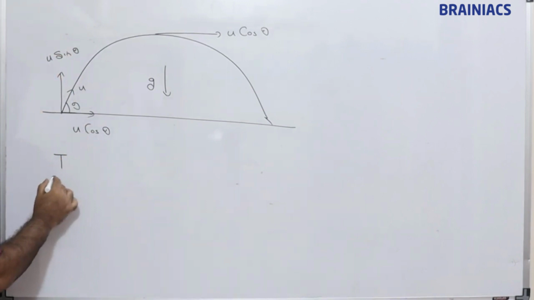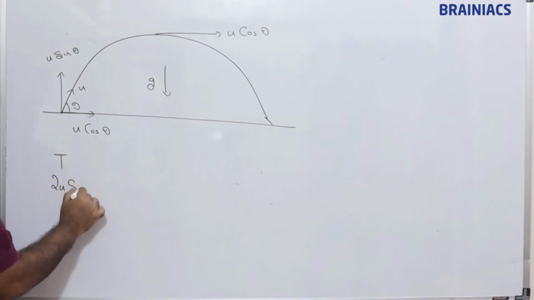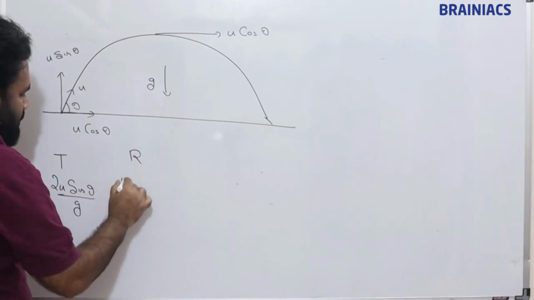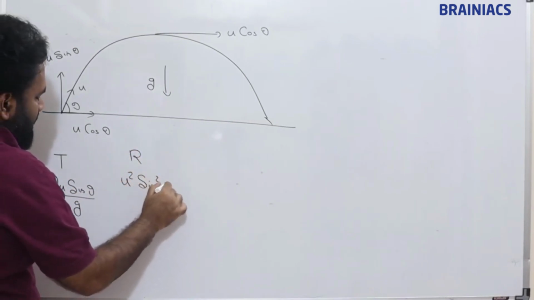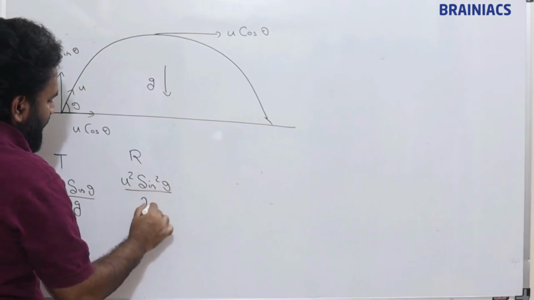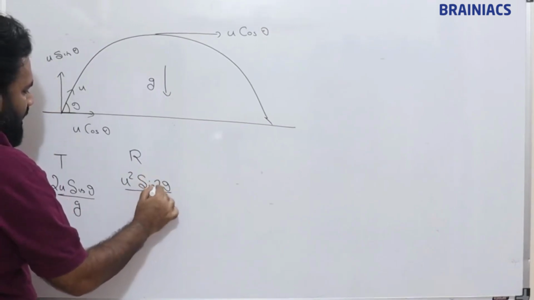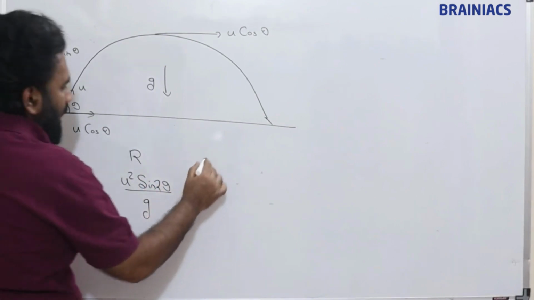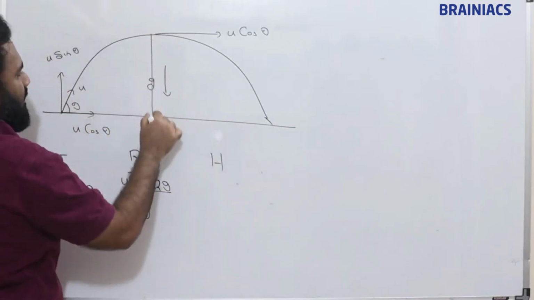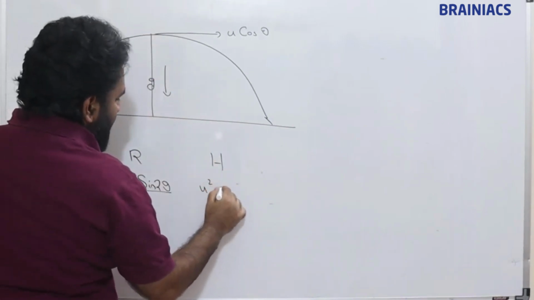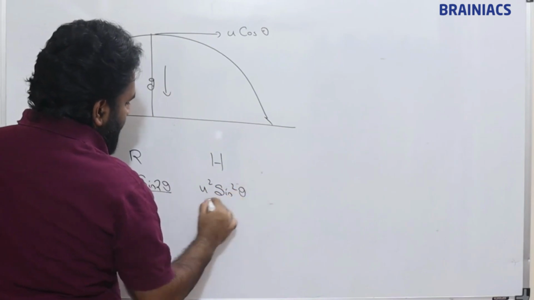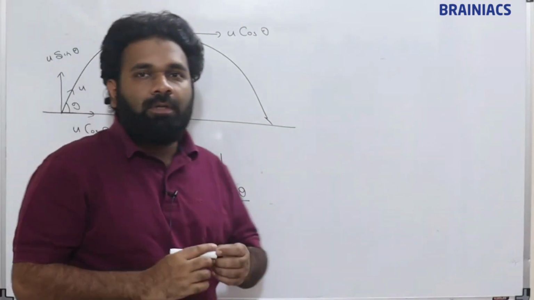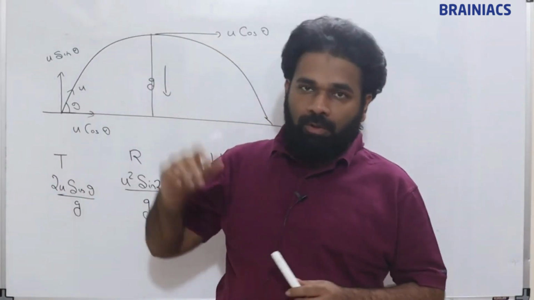Time of flight is 2u sin theta by g, range is u square sin 2 theta divided by g, and the height, this height, is nothing but u square sin square theta divided by 2g. So we have derived all these formulae from this projectile.